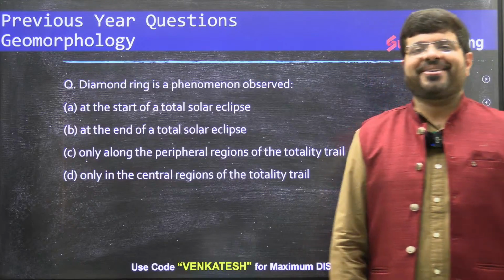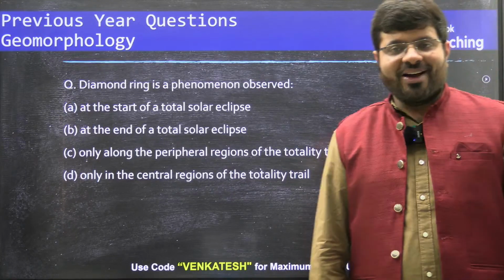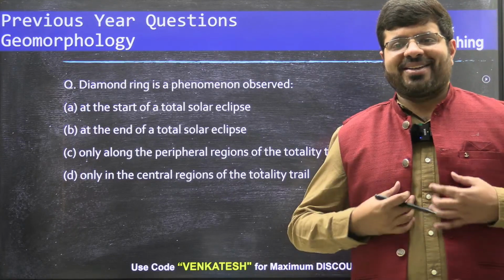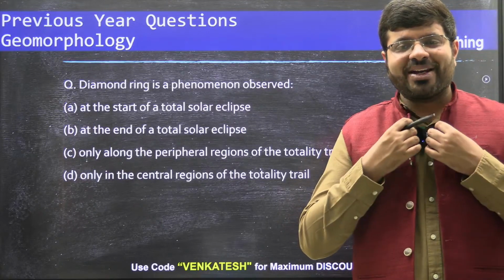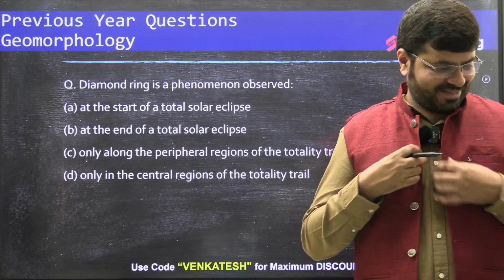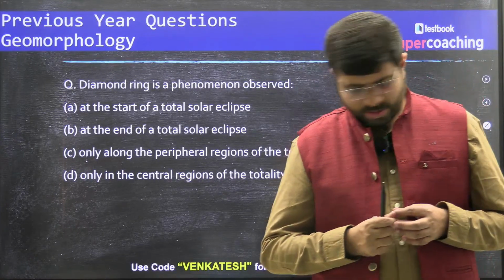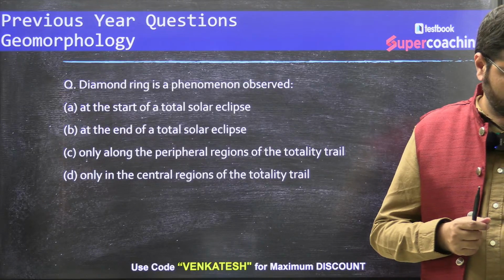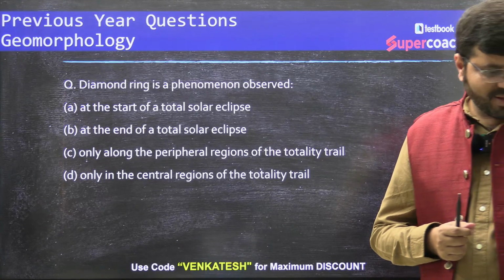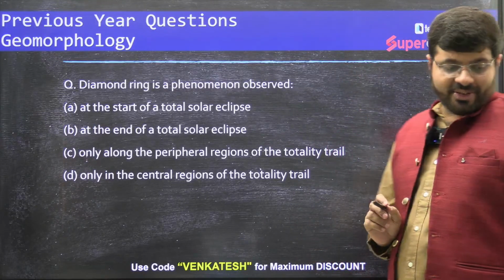This is a unique question. Diamond ring. Don't talk about the diamond ring which you get in a different time frame. That is different. We are not talking about that diamond ring. We are talking about astronomy. Okay. Diamond ring is a phenomena observed when? Anyone? Can you answer?